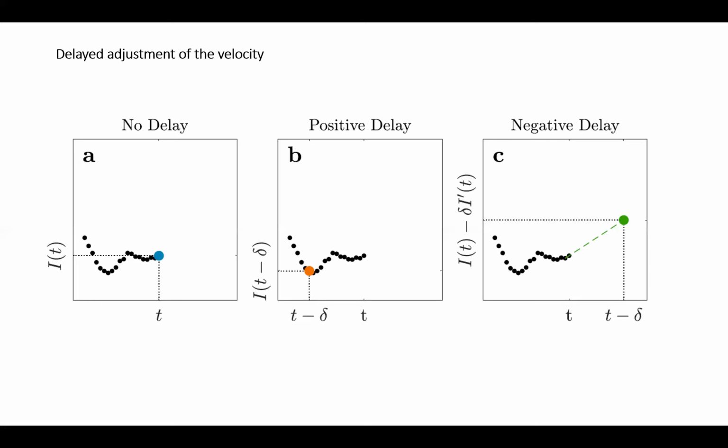Is this clear? So I don't forget what I measured. I keep them in a certain memory or buffer or something. Okay, and then I use a past value to adjust my velocity.